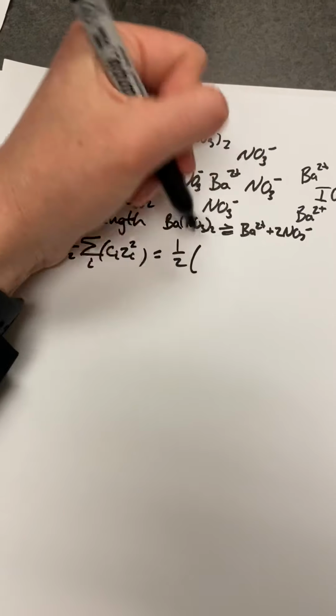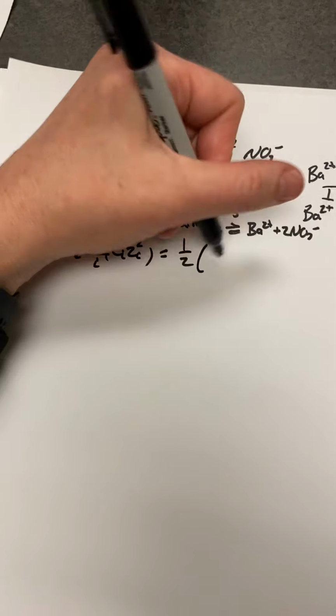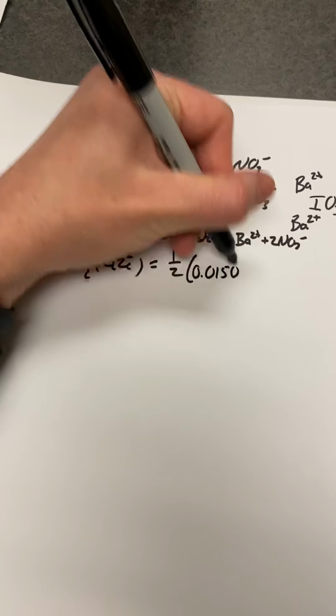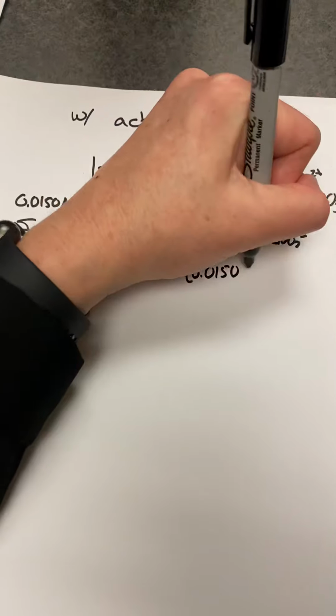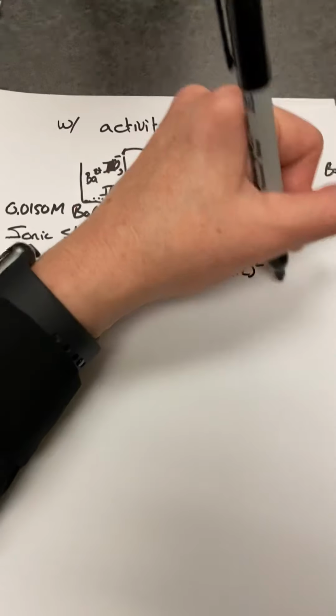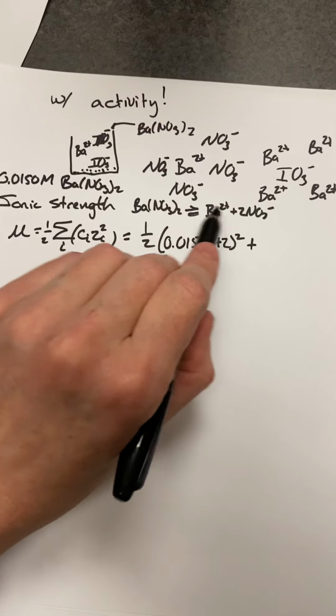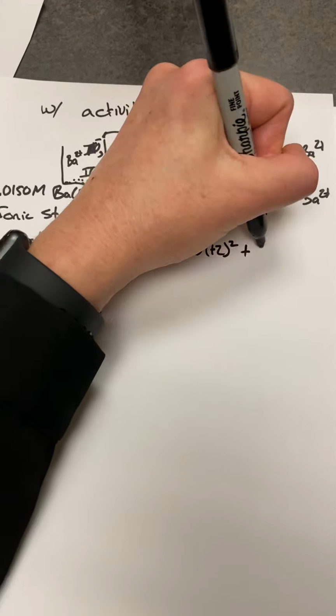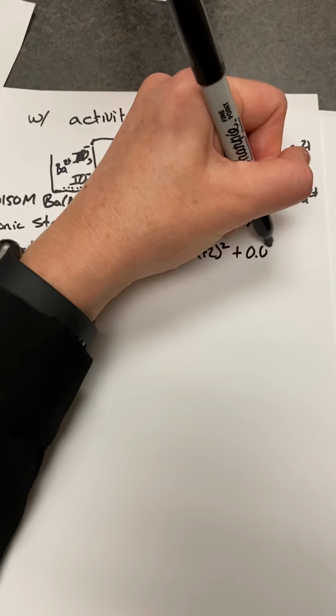So we're going to use this concentration here. Let's go ahead and start with the barium concentration. That's 0.0150 times its charge squared. Well, it has a positive 2 charge, so let's square it, plus that of the nitrate. For every 1 barium, there's 2 nitrates, so our concentration for nitrate is twice that of this.